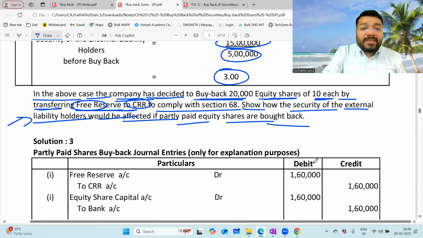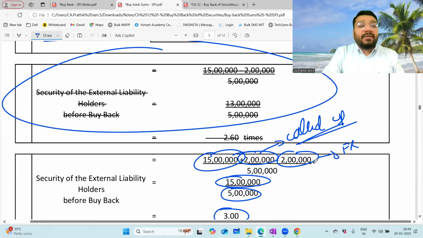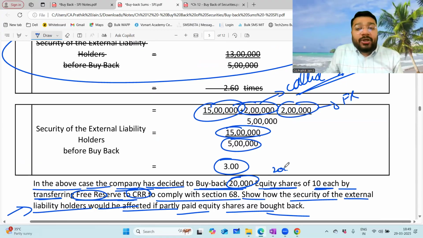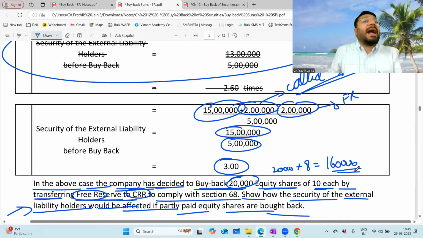So now what is the entry, people? 20,000 shares you're buying back. So how much money will you repay? Sir, out of 10 rupees, 8 rupees I got. So 8 rupees is what I'm going to pay back. So 20,000 shares into 8 rupees means how much money I'll pay back to them? 160,000. I'm doing the buyback at par.